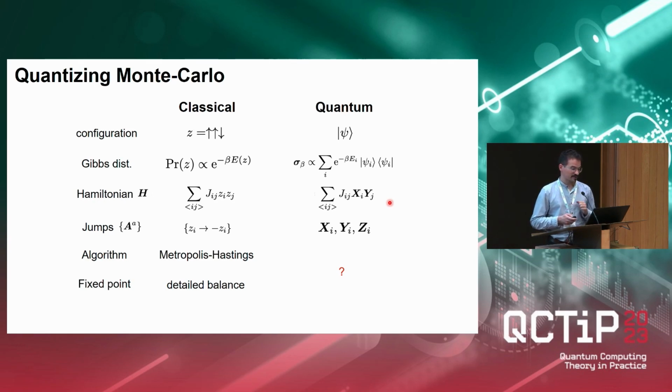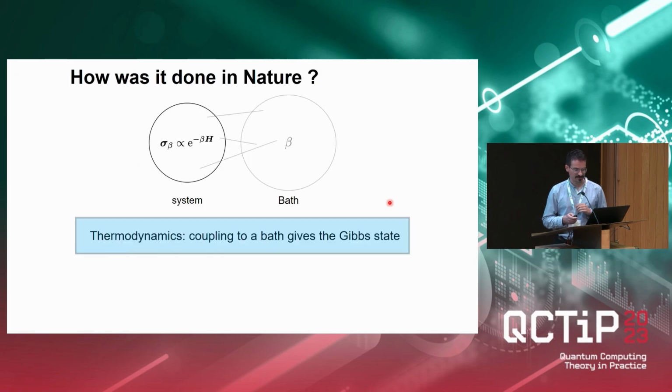Now the question is how the algorithm should work and what is happening with detailed balance, and that's what we want to address here. So let's go back to nature. How is it done in nature? Well, you just put your system in the fridge, which means that you have your system, you couple it with a big bath, which has a certain temperature, and then if this coupling has the right properties, then this should thermalize and prepare you the Gibbs state.